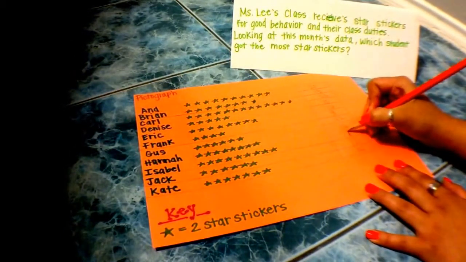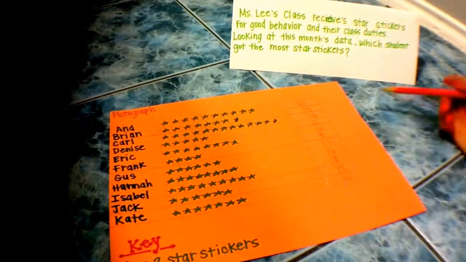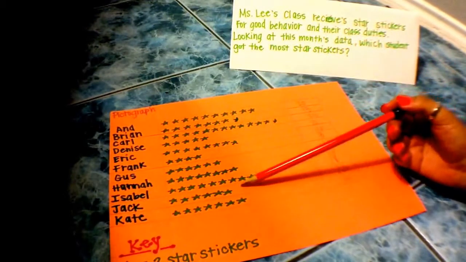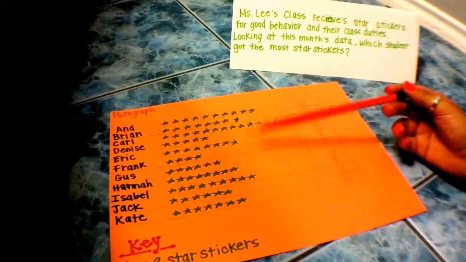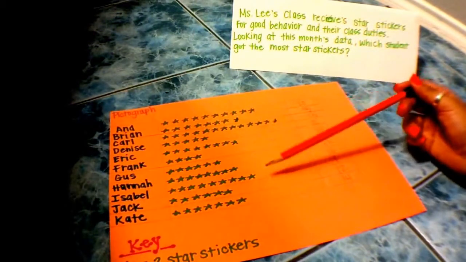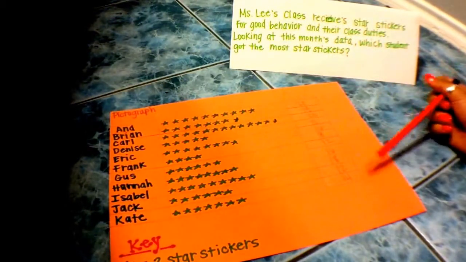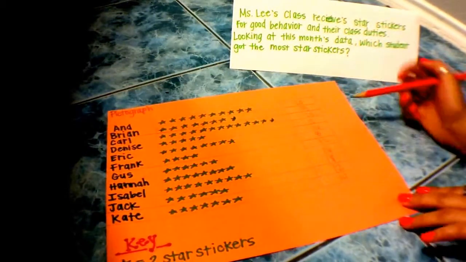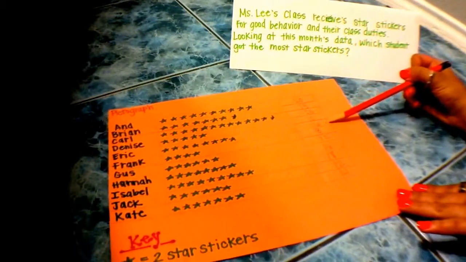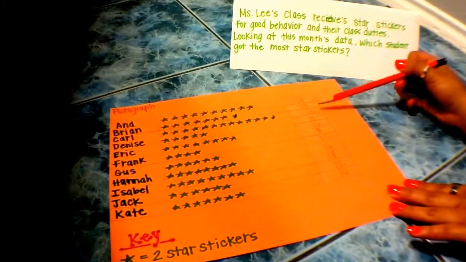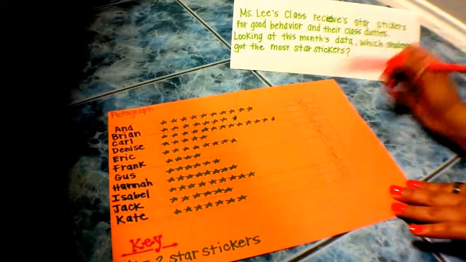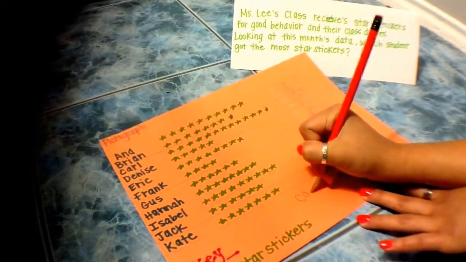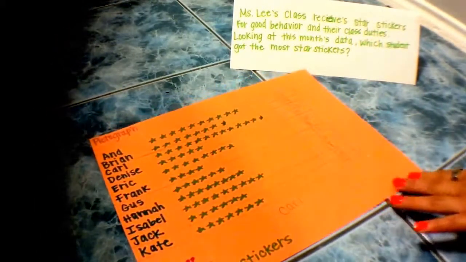So now we have everyone's numbers, and just by looking at our pictograph, we can see which ones have the least and which ones come in close to each other. By looking at our data and the numbers that we totaled, we can see that the highest ones are going to be this one and this one. But looking at our overall numbers, we know that Carl got the most stickers for the month.